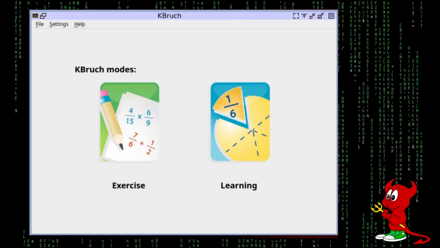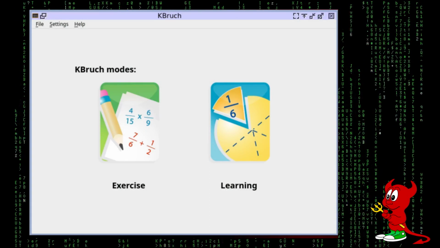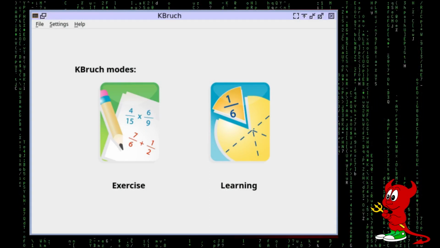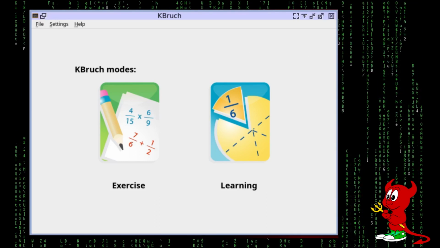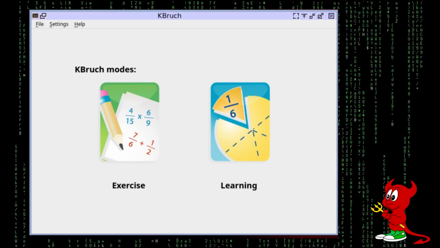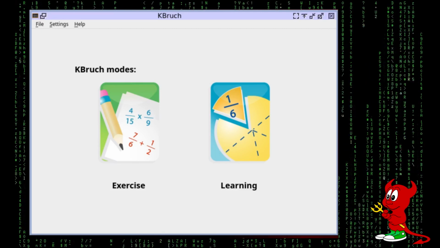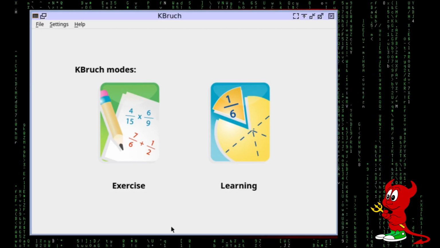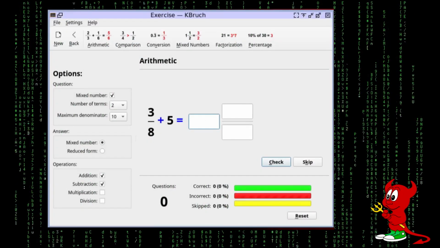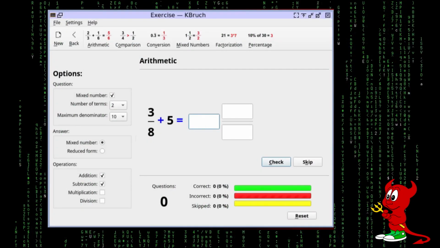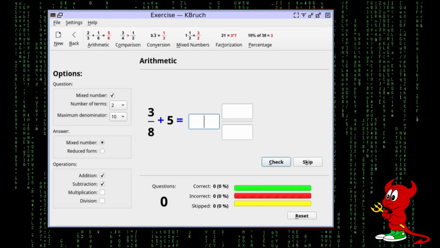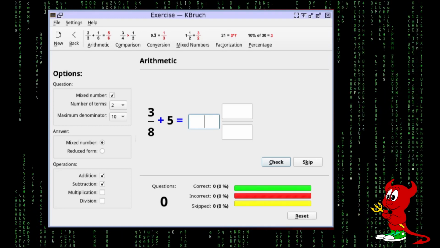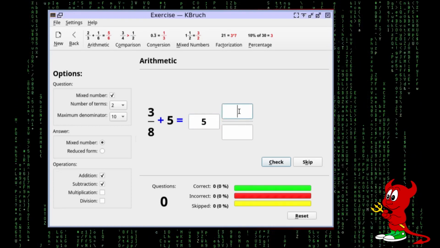If your kids are learning to work with fractions, K-Bruch is a really nice software to help them out. Bruch in German means fraction, and K stands for the KDE educational project. Let's have a look at one exercise. In this case, we want to sum two fractions, 3/8 and 5. And the result should be 5 and 3/8.